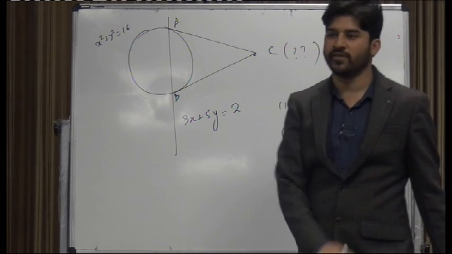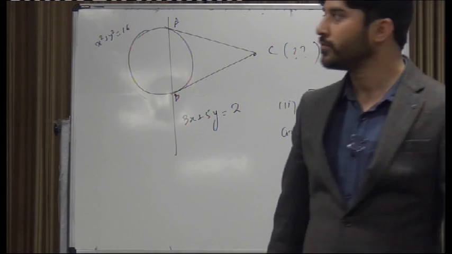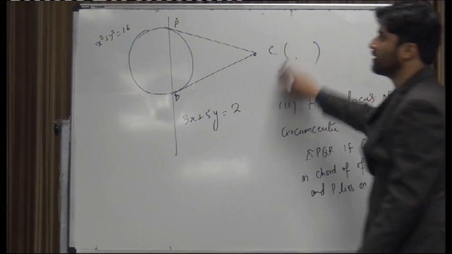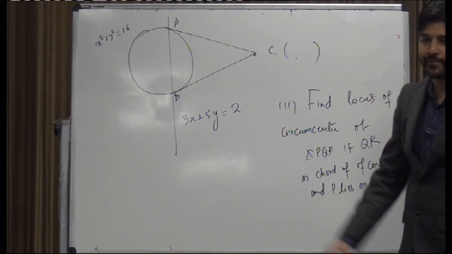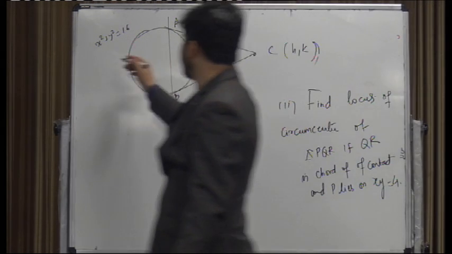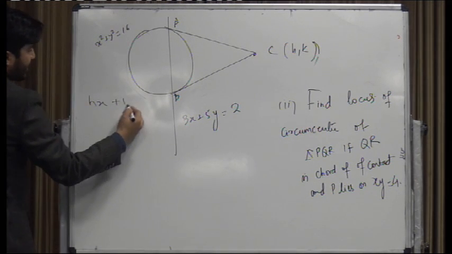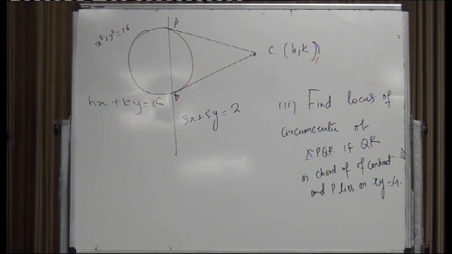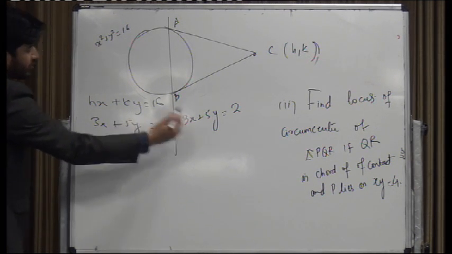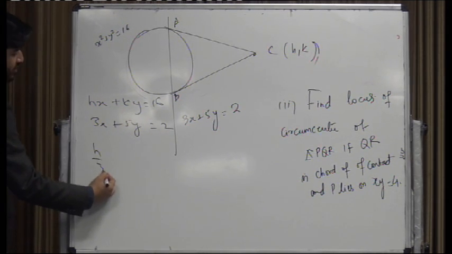What is the answer? First part. What should I take C as? H comma K? Can I write my AB now? Hx + ky = to? Which is actually 3x + 5y = to? Which means h by 3.